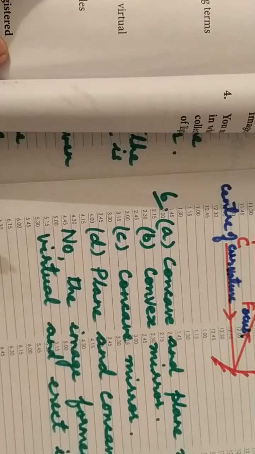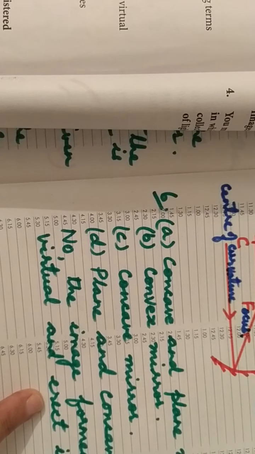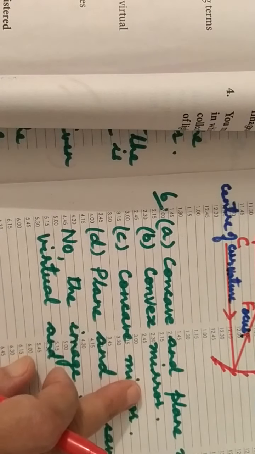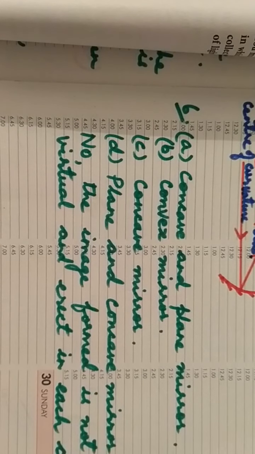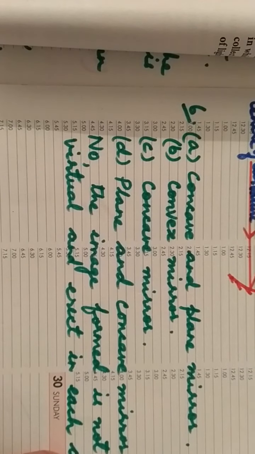And one more question is attached in question number 6. Is the image formed virtual and erect in each case? No, in each case the image formed is not virtual. So the question is asking whether the image formed is virtual and erect in each case, and the answer will be no. The image formed is not virtual and erect in each case.